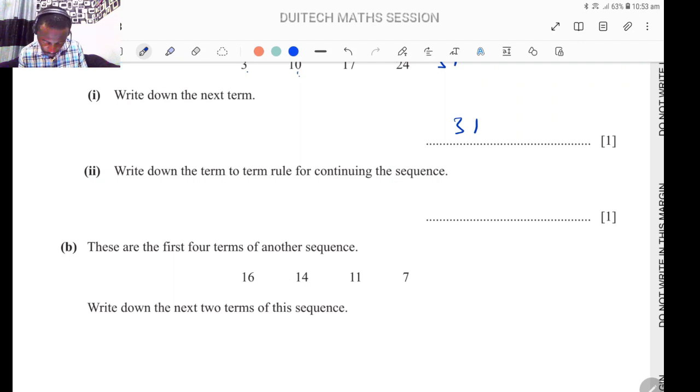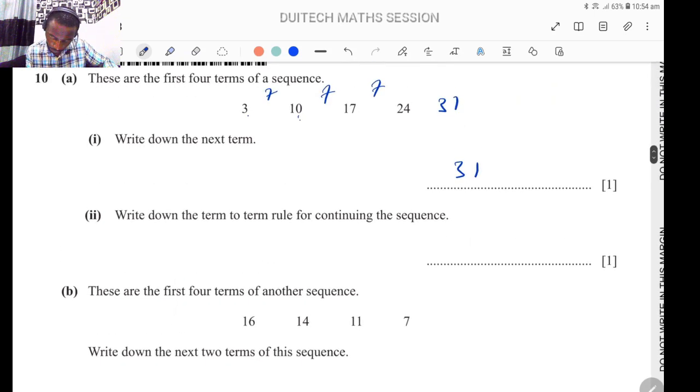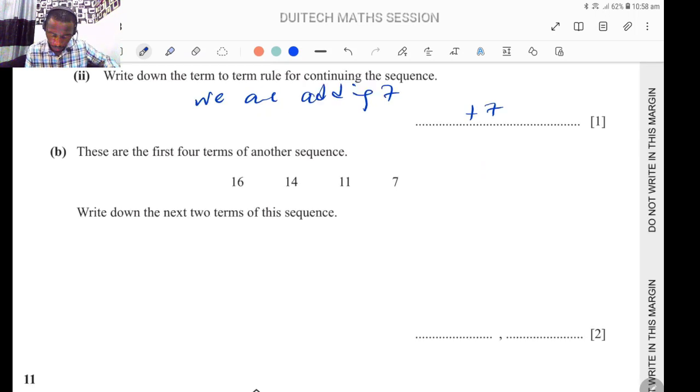Write down the term to term rule for the sequence. We are adding, so what is the term rule? The rule is that we are adding 7, so plus 7.